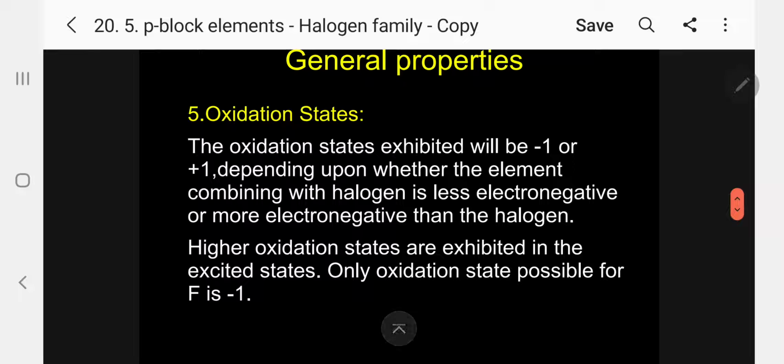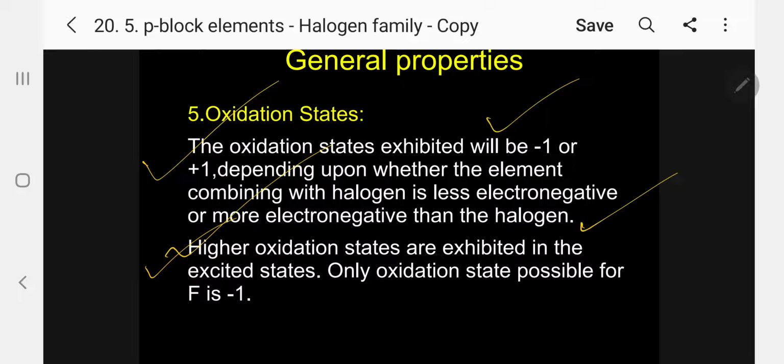Continuation of oxidation. The oxidation state exhibited will be -1 or +1, depending upon whether the element combining with the halogen is less electronegative or more electronegative than the halogen. Higher oxidation states are exhibited in the excited states.